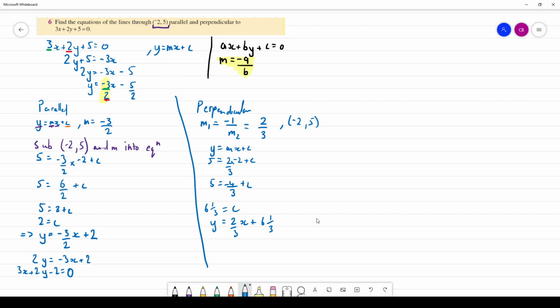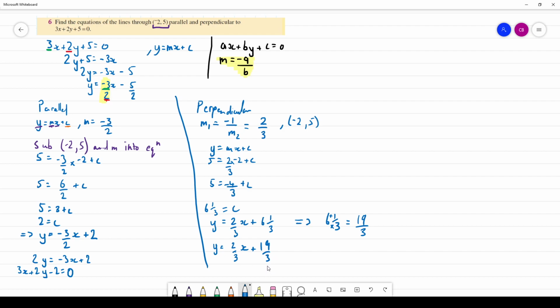If we wanted to, just as a little aside, 6 and 1/3, let's just do a little bit of changing it into an improper fraction. 6 times 3, what's that, 18, plus 1 is 19, so it'll be 19 over 3. So I'm just going to rewrite that 6 and 1/3 as 19 over 3. Y equals 2 on 3x plus 19 on 3.